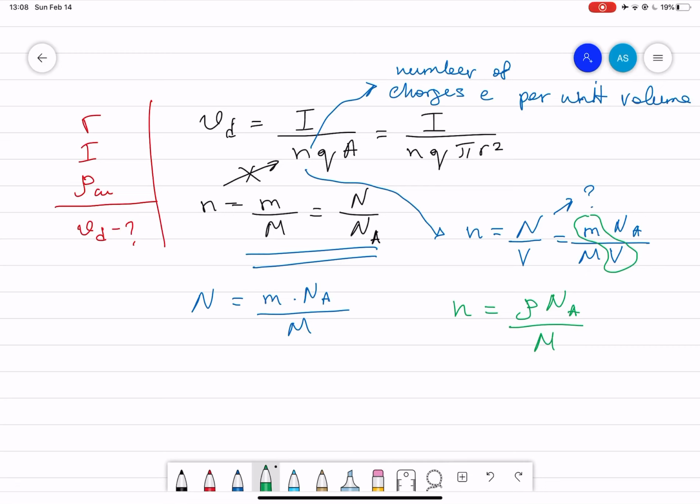Okay, so I think we got everything. Now let's plug it in. The current I is equal to rho times Avogadro's number divided by the molar mass of the copper, times pi r squared, and then we have q. The q here is equal to the magnitude of a single charge, which is 1.6 times 10 to the power of minus 19 coulomb. So that's it. If you plug in the numbers, you should get the answer.